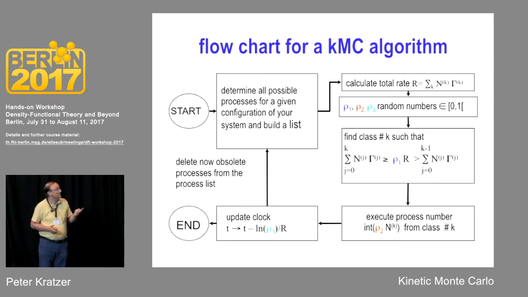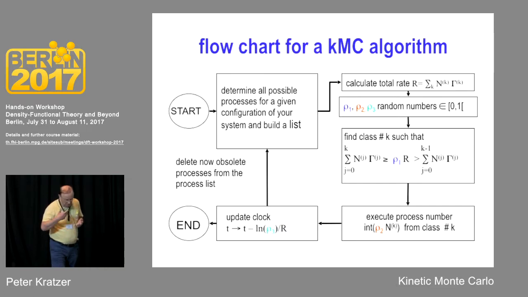And third, now you need to advance the clock. Now this is done by another random number, minus ln rho 3, divided by capital R. And this ln rho 3 here, this is the Poissonian process. So the waiting time is exponentially distributed, and therefore by taking ln rho 3, you generate an exponential distribution of waiting times.